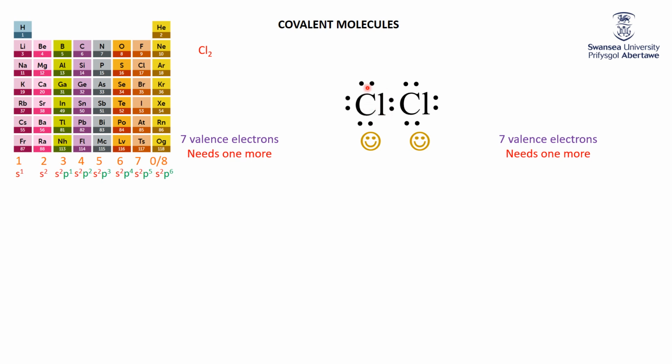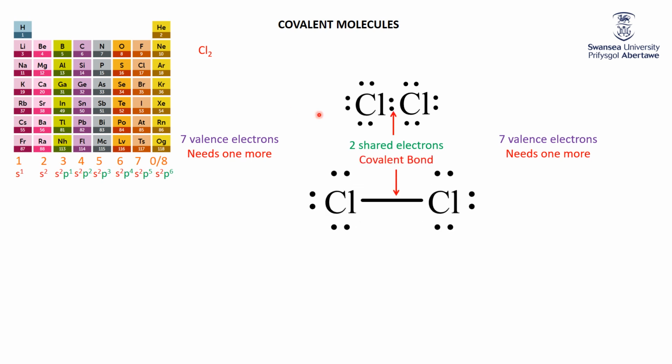So this chlorine atom has 2, 4, 6, 8 valence electrons. This chlorine atom has 2, 4, 6, 8 valence electrons. The fact that 2 of them are shared doesn't affect the overall count for each atom. So each one of them is happy. Now we call those 2 shared electrons there a covalent bond. And a lot of times we'll emphasize the fact that these atoms are sharing electrons and thus are joined together by drawing it as a line. This line showing that these 2 chlorine atoms are bonded together, and a line represents 2 shared electrons.